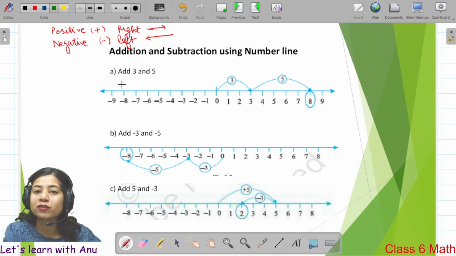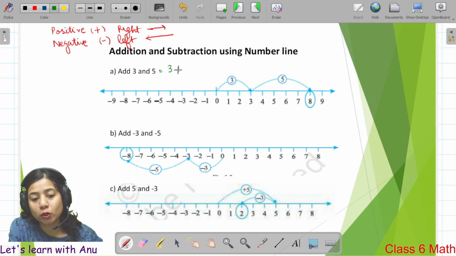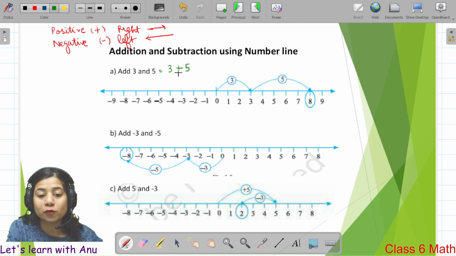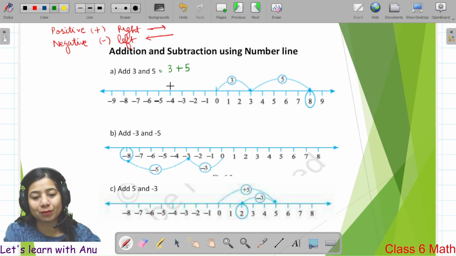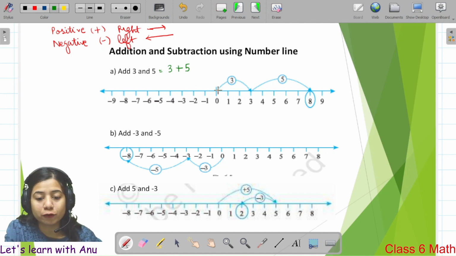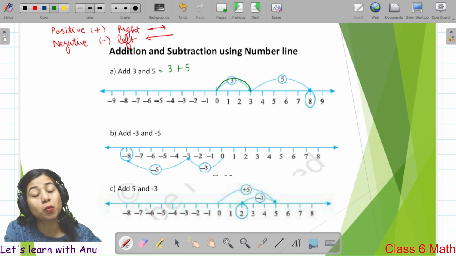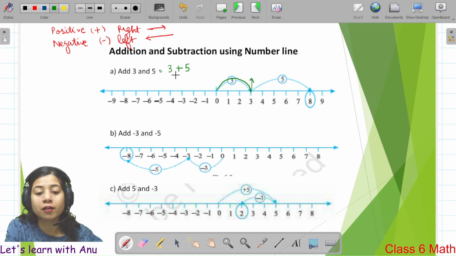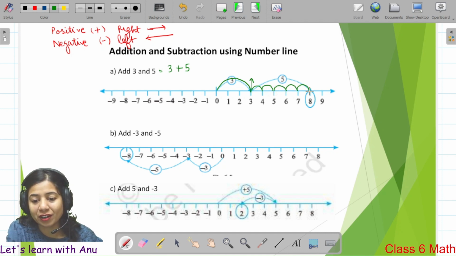So A part is add 3 and 5. So it's written in statement form. So let's change it in numeric form. So it is 3 plus 5. 3 is also positive. When nothing is written in front of a number, it is positive. So firstly, we are going to jump to the first number. So first number is 3 here. So we'll start from 0 and jump directly to 3 because it is positive. So I've gone in right direction. Then we have plus 5. So 5 steps in the right direction. Let's do it together. 3, 4 and 5. So the answer comes out to be 8.